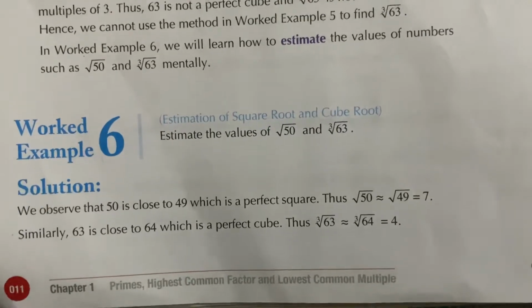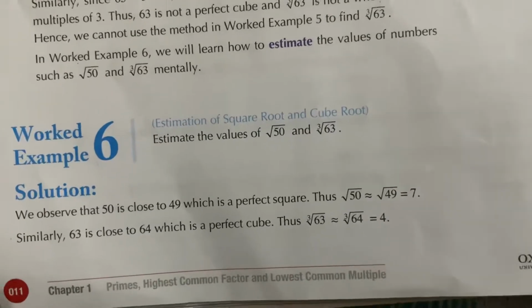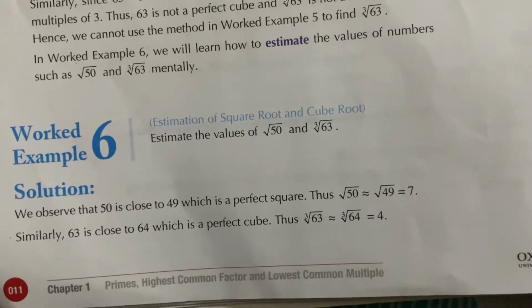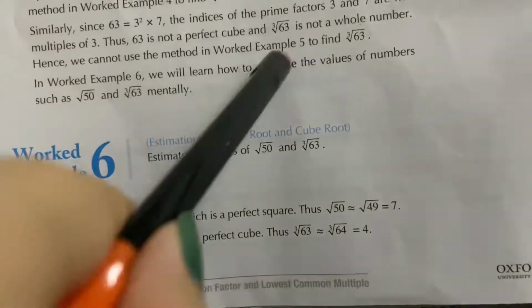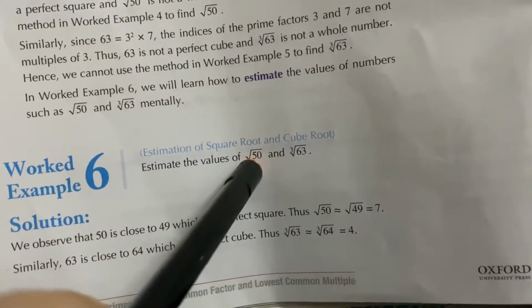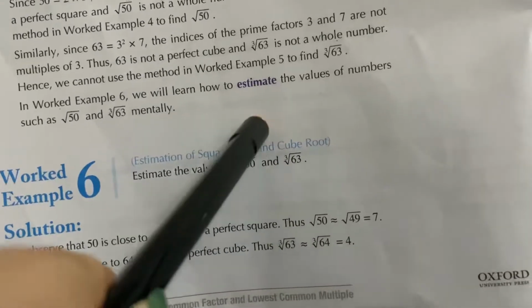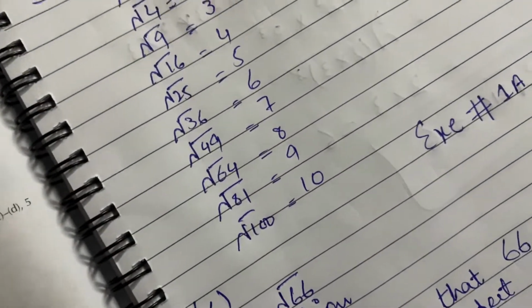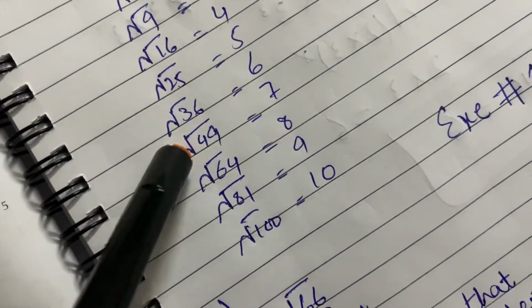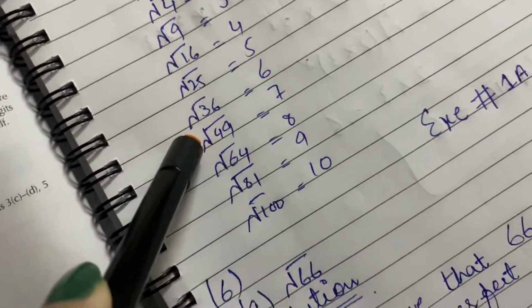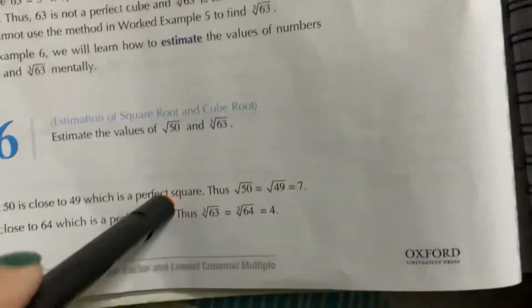For this, you will think about a perfect square which is very close to that specific number. We have the number 50. As you know, 50 is not a perfect square, so we will think about a perfect square which is very close to 50. You can see these perfect squares. Now you can see that 50 is very close to 49. So we will use this 49 and find the square root.